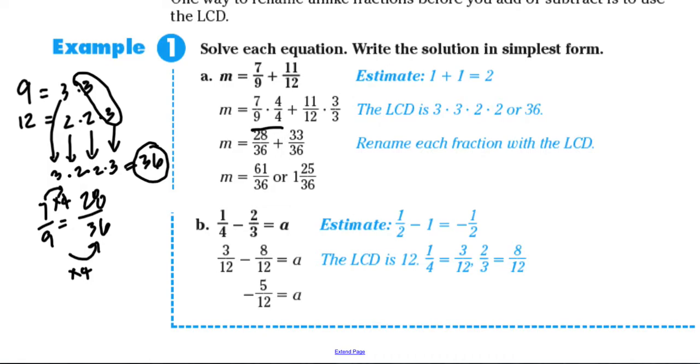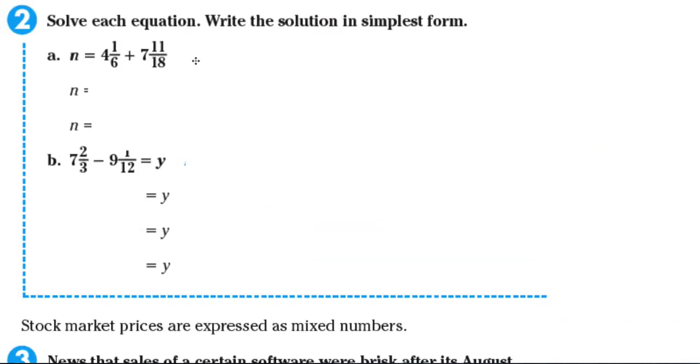Example number 2. To add and subtract mixed numbers with unlike denominators, you need to rename using the LCD. Okay, let's take a look at letter A. N equals 4 and 1/6 plus 7 and 11 over 18. Let's estimate that to be 4 plus 8. Our answer should be close to 12. Okay, so if you notice, we need to find the LCD of 1/6 and 11 over 18. So the least common denominator.